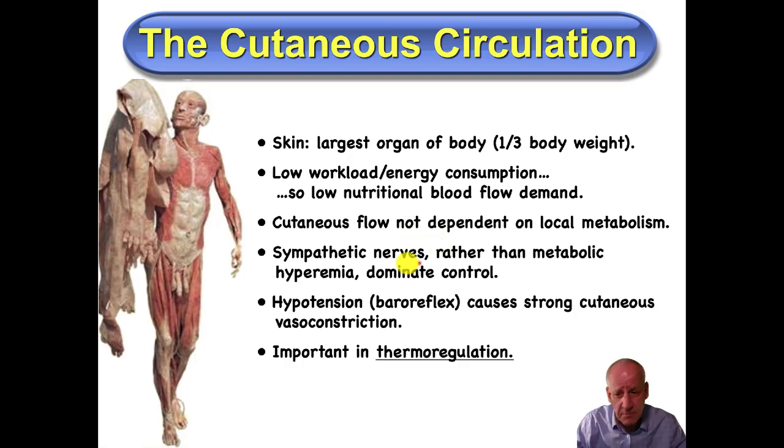Instead, cutaneous blood flow is regulated by nervous control through the sympathetic vasoconstrictor fibers. And this regulation by neural reflexes is aimed at two important tasks. First, regulation of core body temperature, thermoregulation. And second, as we have already seen, regulation of arterial blood pressure.